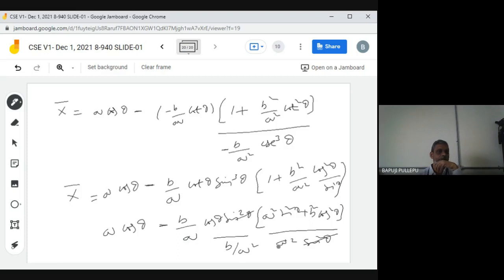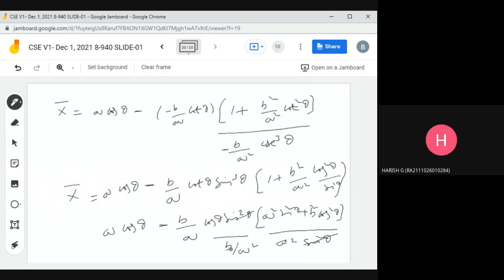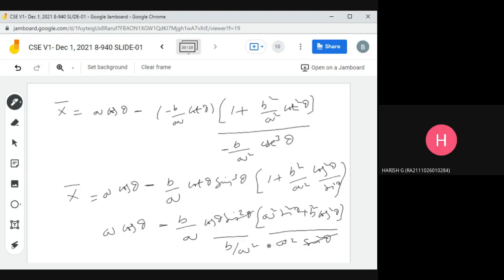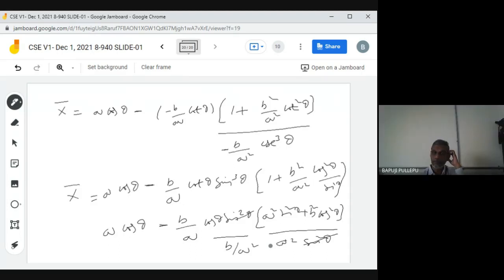No, no, no, wrong. This is whole divided by, sir. B also cancels, I think so. B by a means b cancels, a is there, a also cancels. Then a sin theta, a sin square theta, sin square theta, a will be there. Yes, sir, down there will be a. Am I correct? Yes, sir. Then what you will get? Tell me the full information.